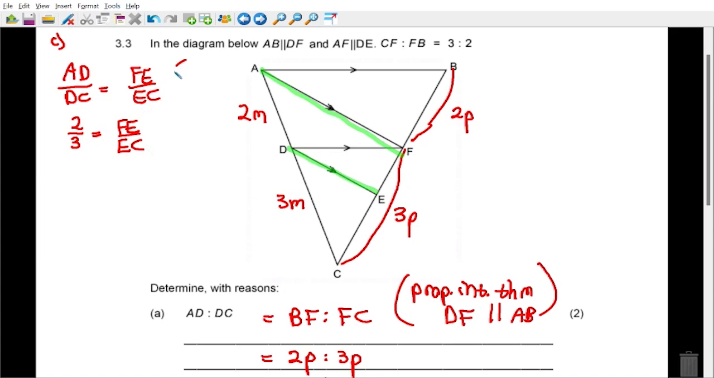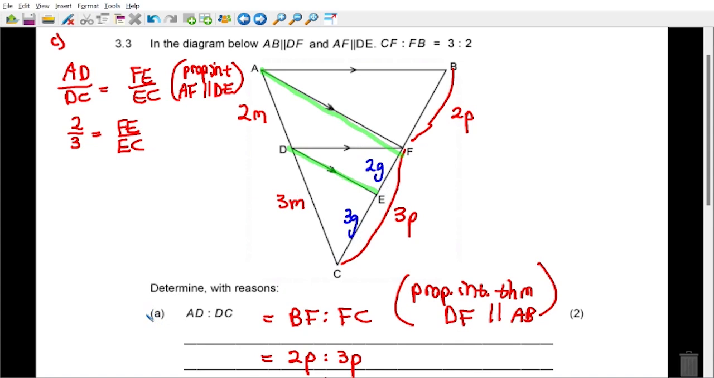Right, don't forget to put a reason for this. This is again the proportional intercept theorem. The difference is that I'm now using these lines, AF parallel to DE. Okay, so I now am going to write some lengths on here. I'm going to say 2 as to 3. So I'm going to go maybe 2G and 3G.